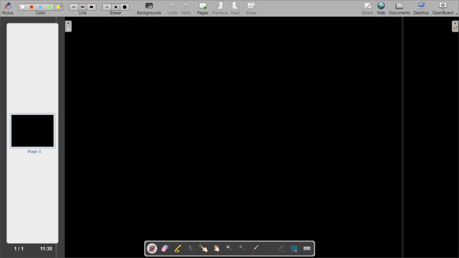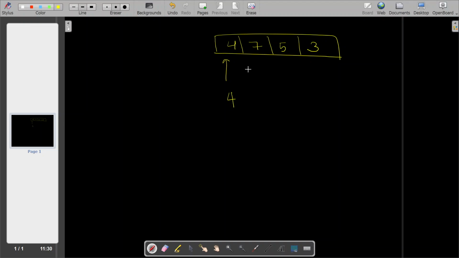So suppose this is the array. Suppose four houses are there: 4, 7, 5, 3. Okay. So when the thief is at 4, there is one chance he can take 4 or not. He can loot this house or not. Suppose he loots this house, so we will get money 4. If the thief loots this house, he cannot get money from here. So now he will be here.